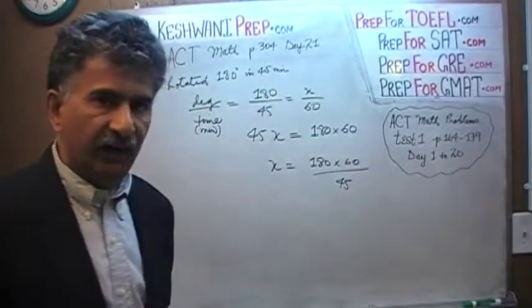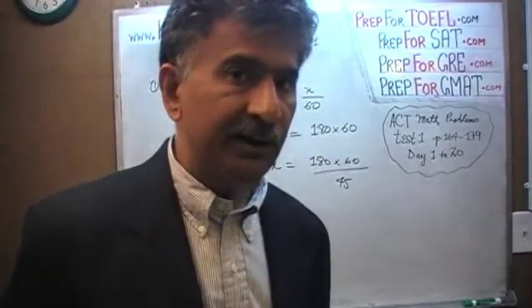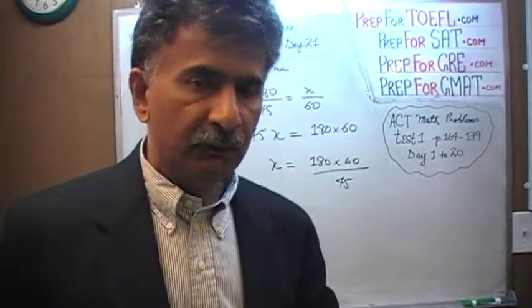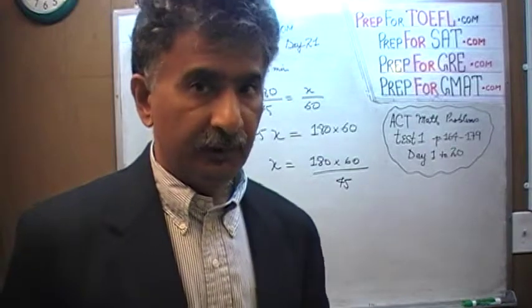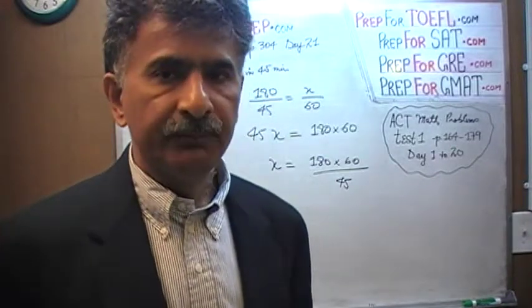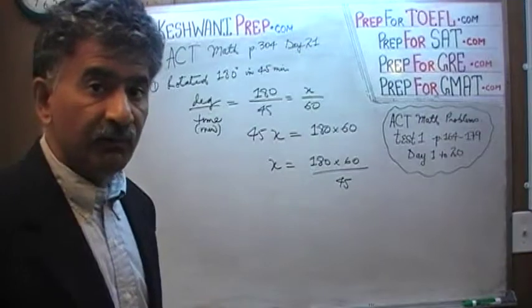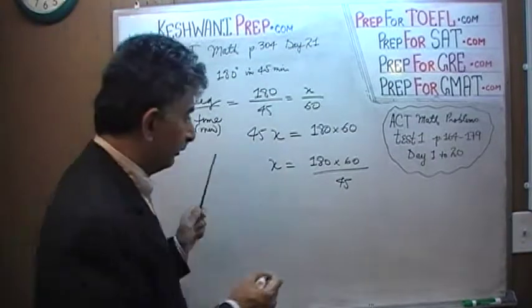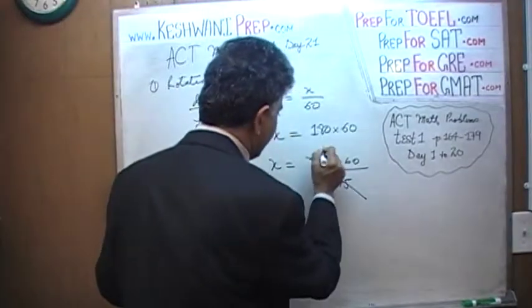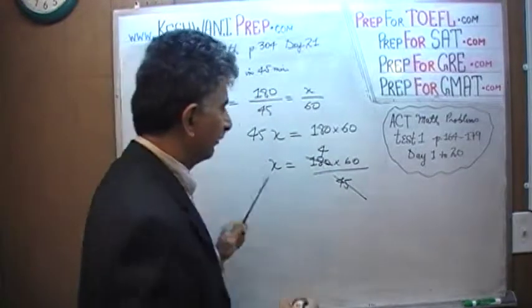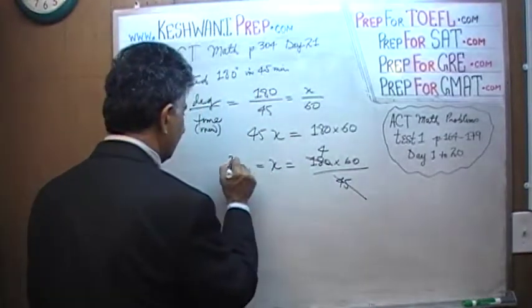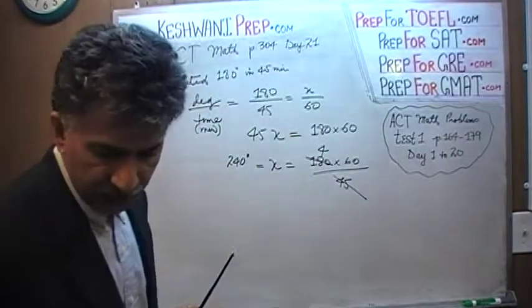180 divided by 45. Do you know how many 45 in 180? Well, that's very simple. If you double 45, you get 90. And if you double 90, you get 180. So there are 4 45s in 180 degrees. 45 crosses out, 180 becomes 4. That's it, that's your answer, 4 times 60. X equals 240 degrees, which is answer choice C.